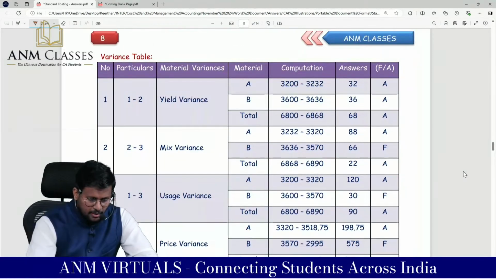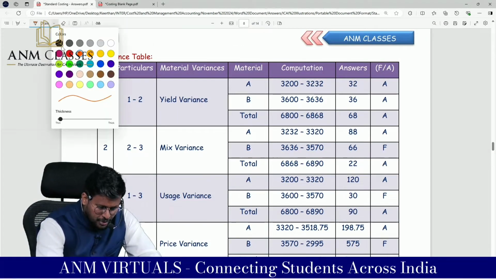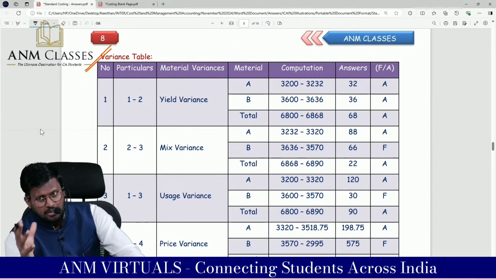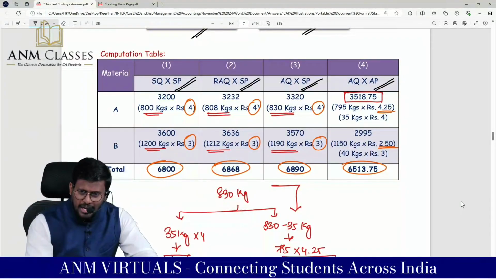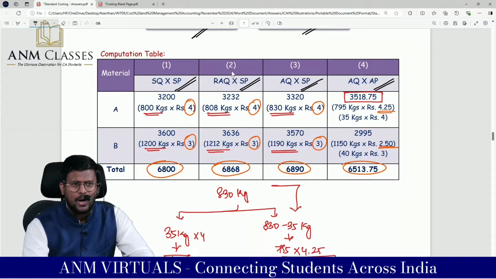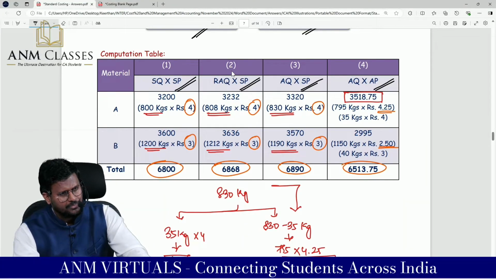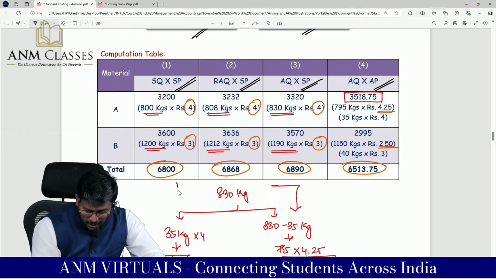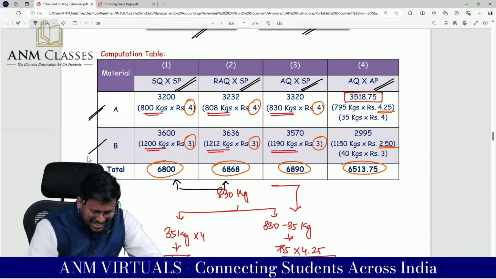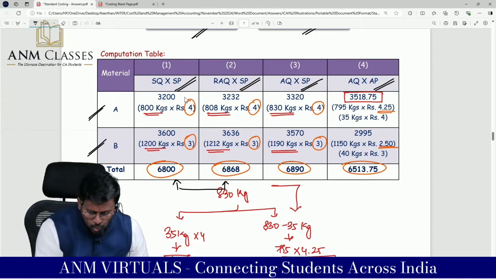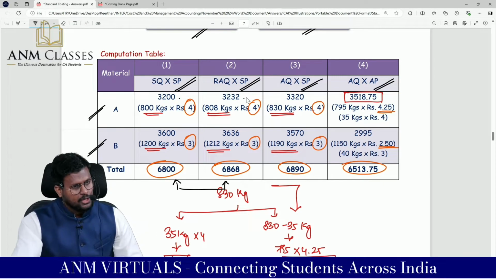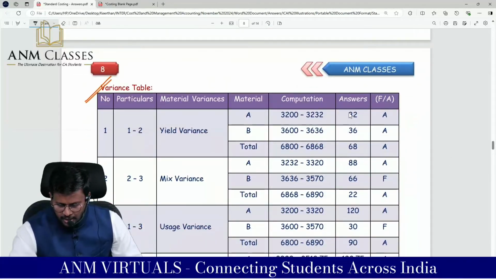Now, sir, the variance table. Here you may have a second blow. Try to correct it in the variance table. I have to calculate 1 minus 2 as material-wise variance. That should not be the total of this minus this. Individually, material-wise, you have to find the yield variance, which is 3200 minus 3232. That should be 32 adverse for raw material A.